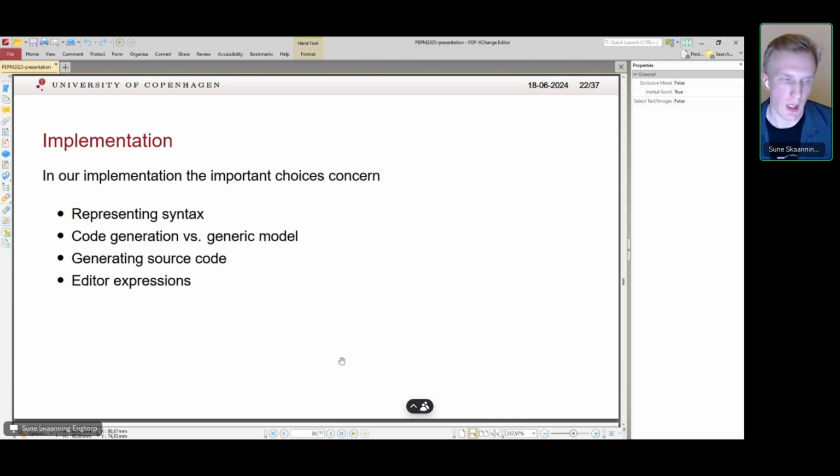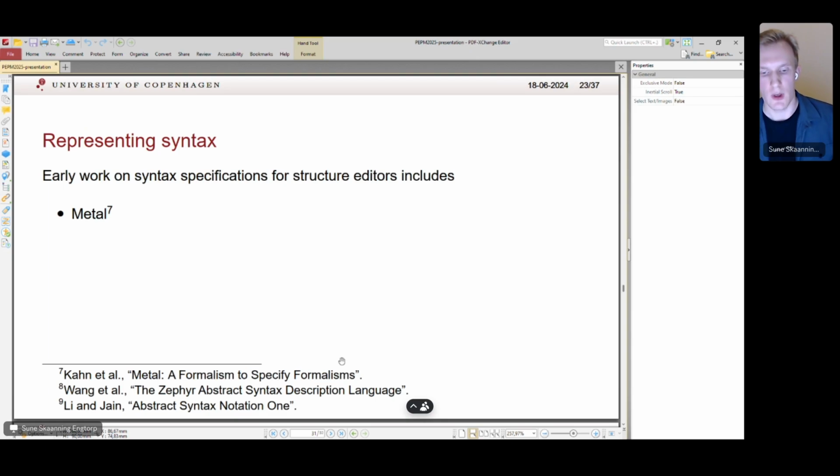So having the editor calculus and the encoding, I will now talk about the implementation. Some of the important choices concern how we represent the syntax, whether we want code generation or a generic model, how we generate the source code, and how we implement the editor expressions.